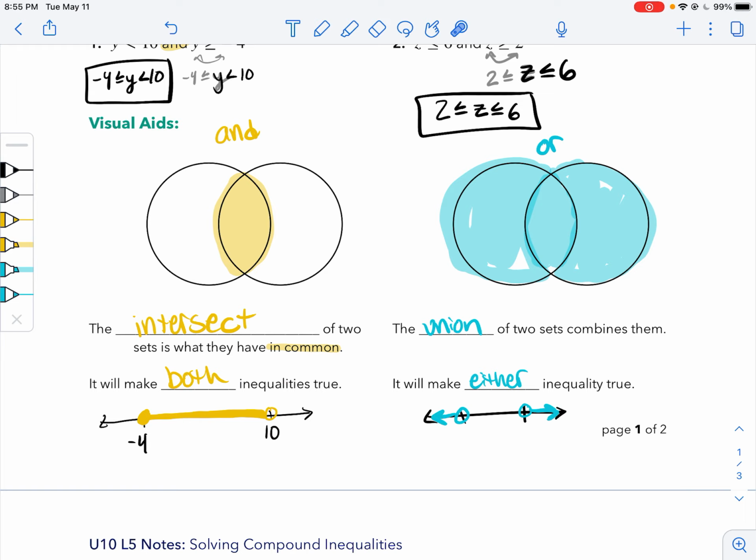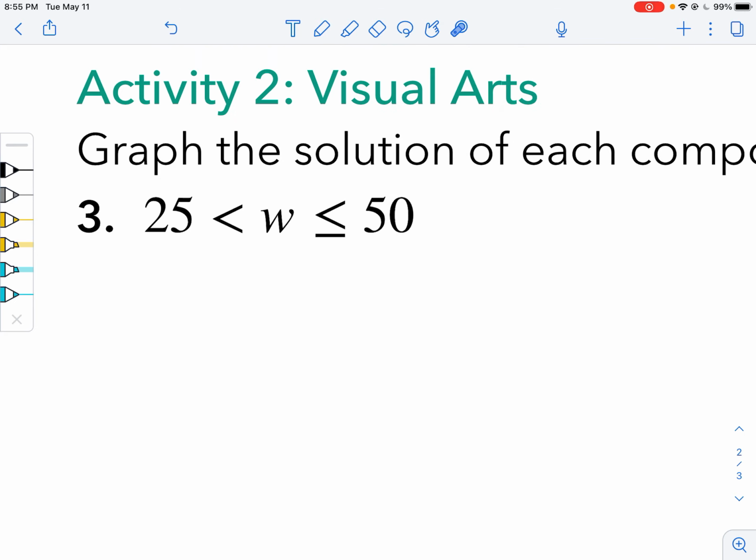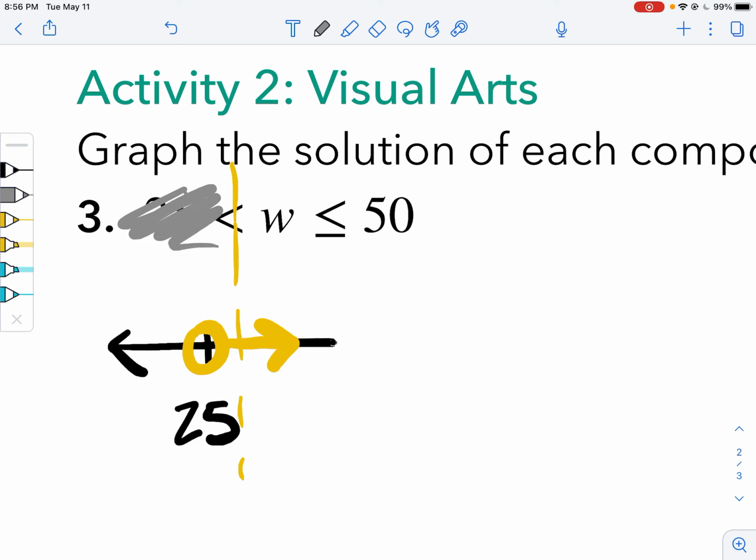So here we go. Let's graph each compound inequality. How you graph a compound inequality is you pretend like one side doesn't exist for a while, and you just graph that side. So w is greater than 25. To graph that, we'll put an open circle at 25 and go all the numbers greater than it. And then we'll pretend the other side doesn't exist for a while. Now we've got w is less than 50.